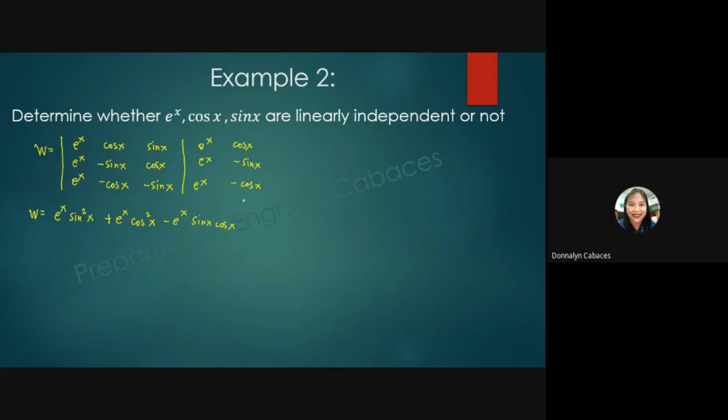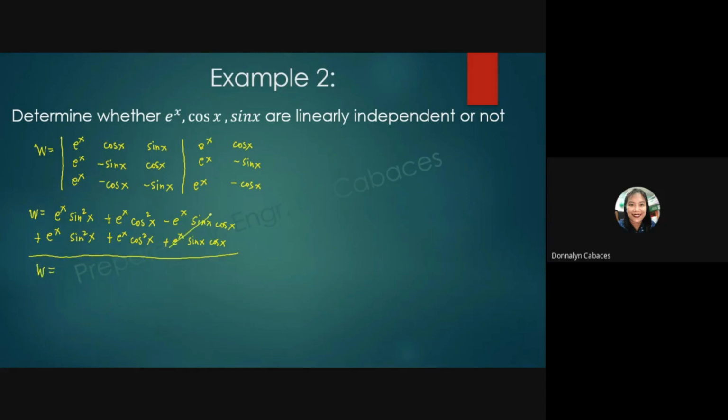Then the diagonal lines going up, you have negative e to the x sine squared x times the negative, so that is positive e to the x sine squared x. Then you have negative e to the x cosine squared x times negative, so positive e to the x cosine squared x. Then you have negative times negative, so positive e to the x sine x cosine x. And then simplifying, the sine x cosine x terms cancel, that is 0.